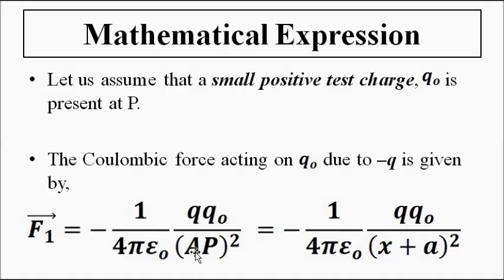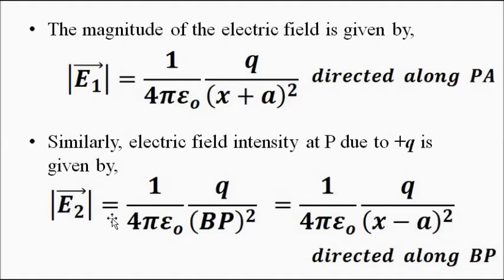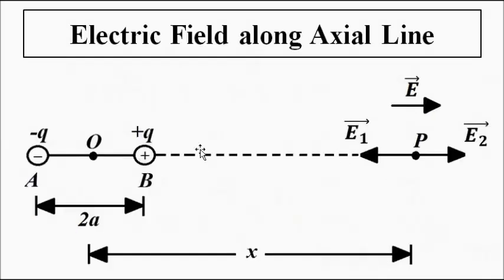Here it will be, instead of AP it will be BP, and instead of minus there will be plus, F2 vector. And E2 vector will simply be F2 vector divided by q0, the test charge. Here I have taken the modulus directly, which will be 1 by 4 pi epsilon 0 q by BP square, which is equal to 1 by 4 pi epsilon 0 q by x minus A whole square. And as this Coulombic force is repulsive in nature, it will be in this direction, away from P, along BP.